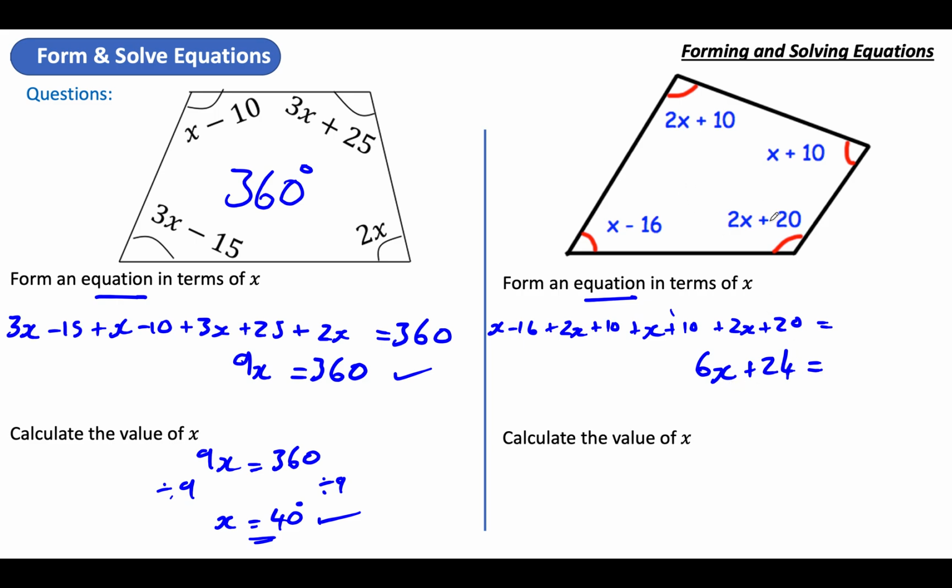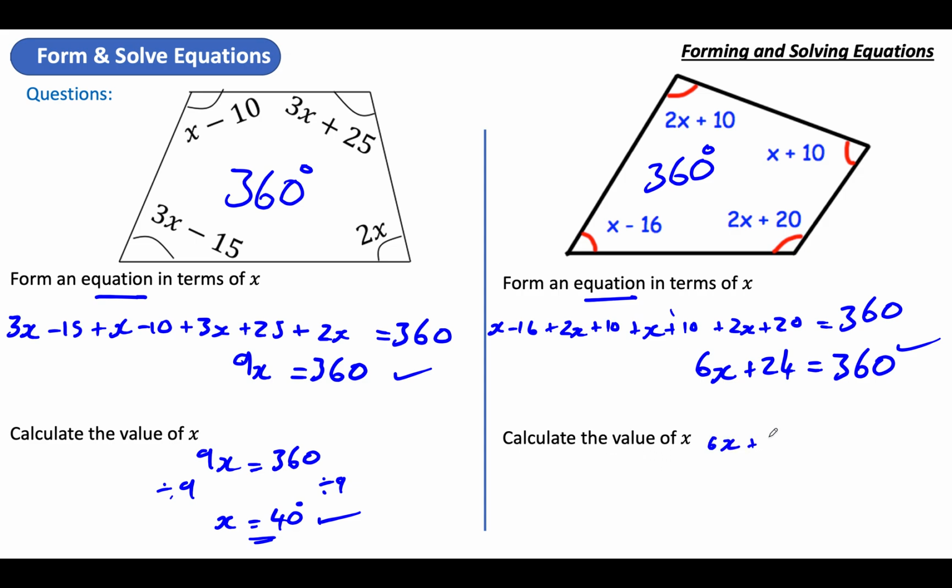6x plus 24. Right, but what does it equal? Well, it's built into the question. Angles in a four-sided shape, a quadrilateral, equal 360. So when I add these angles up, they will equal 360. It's built into the question. If you don't get that, go back and watch it again. So there's my equation.